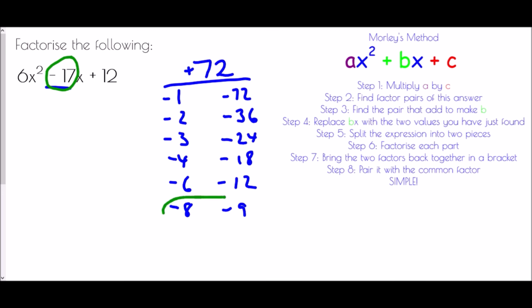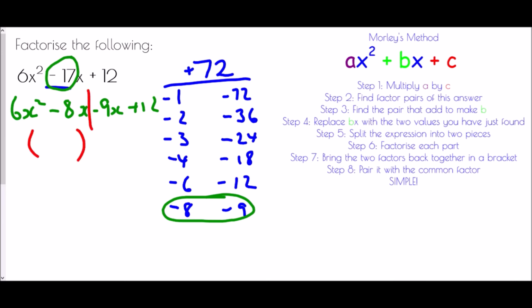Well, that is our final pair, negative 8 and negative 9. And so 6x squared, we're going to have take away 8x, take away 9x, and plus 12. And then split, factorise. So what is the common factor of 6x squared and negative 8x? Well, that is 2x. 2x would multiply by 3x to make 6x squared. 2x would multiply by negative 4 in order to make negative 8x.